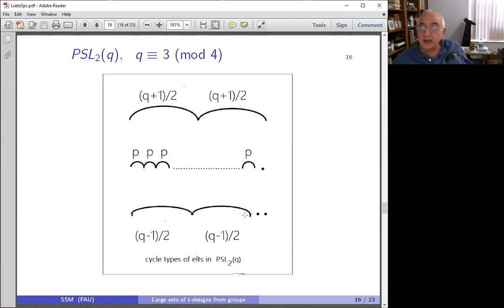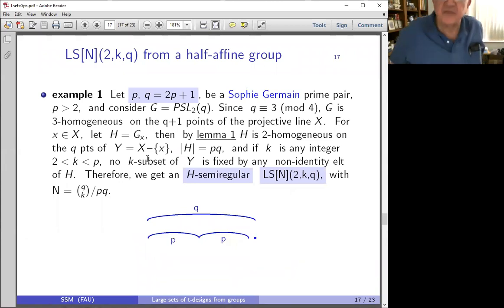Two shorter cycles of length Q minus 1 over 2 and two fixed points. And of course, elements which are powers of these things. This is what the elements of the group would look like. So now let's see. I'm going to now show you examples where we're going to get a decomposition, large sets of 2-K-Q designs. Okay, the easiest thing I can think of is to take a Sophie-Germain prime pair, let's say P and Q equals 2P plus 1. Take P to be, of course, not equal to 2.